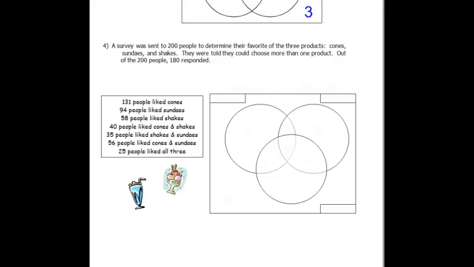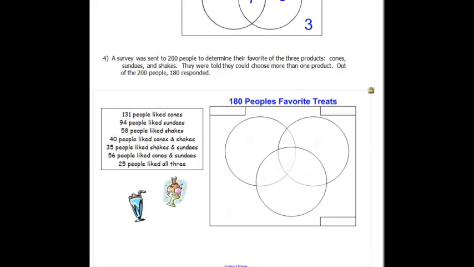So the first thing we're going to want to do is title our graph. Then we need to set up our circles. So I'm going to put cones in the upper left, sundaes in the upper right, and shakes in the lower circle. Now again, you always start at the end. So 25 people liked all 3. That goes in my intersecting circle right in the middle.